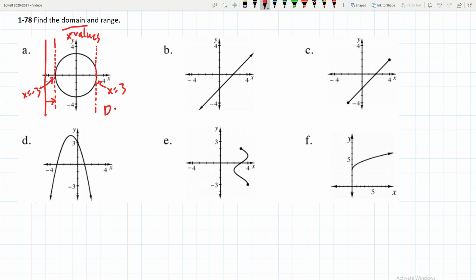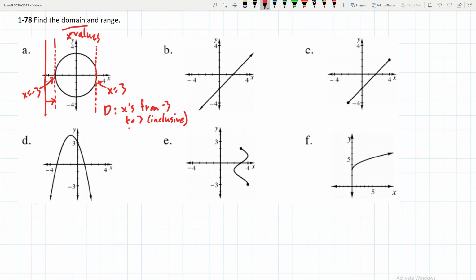To write this, we put D, and then a little colon. I'm not going to put an equal sign here. The domain is all the x values, or x's to abbreviate, from -3 to 3. And to be really clear, you could say inclusive if you're not confident, because this does include -3 and 3.